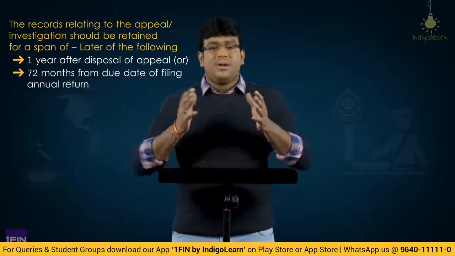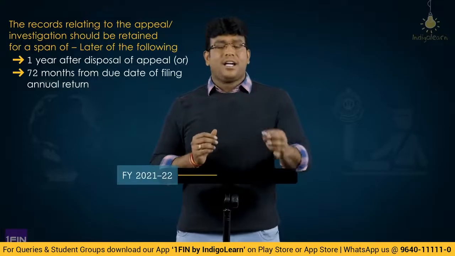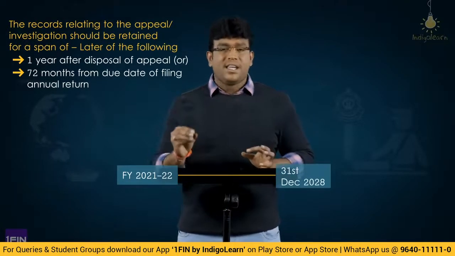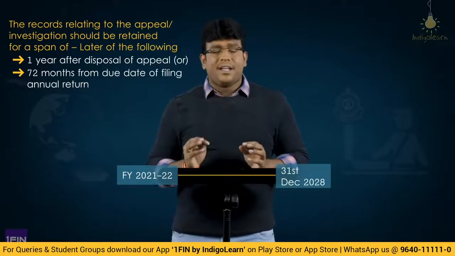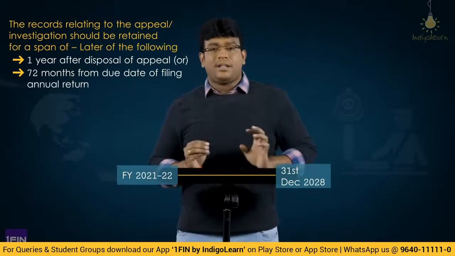What is the general time limit? 72 months from due date of filing annual return. These two, whichever is later. So for example, my dear friends, as we discussed some time back, for 21-22, we have time till 31st December 2028. Correct? Yes. Now, let's say with respect to this person Anand, some appeal was going on and there are some records related to that appeal.